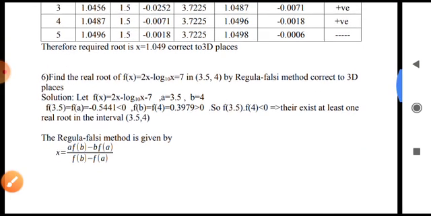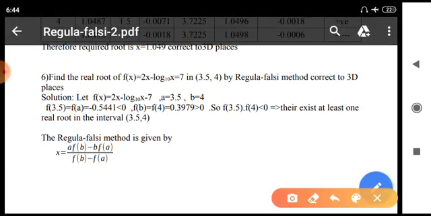Now 6th problem, find the real root of the equation f of x equal to 2x minus log x to the base 10 equal to 7 in the interval 3.5, 4. So the interval is given, so we can choose a as 3.5, b as 4, by regular falsi method, correct to 3 decimal places.